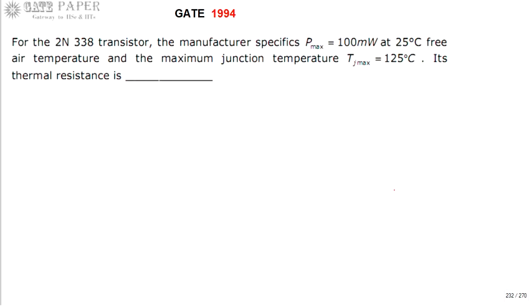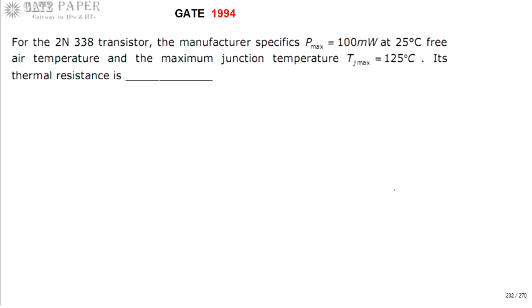Hello, we are discussing the GATE 1994 ECE paper, and this question is related to analog circuits. For the transistor 2N338, the manufacturer specifies maximum power dissipation as 100 milliwatts at 25 degrees centigrade free air temperature, and the maximum junction temperature is 125 degrees centigrade.